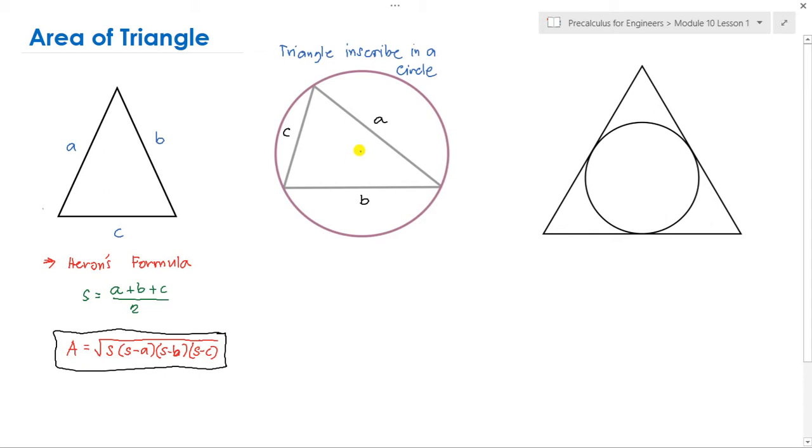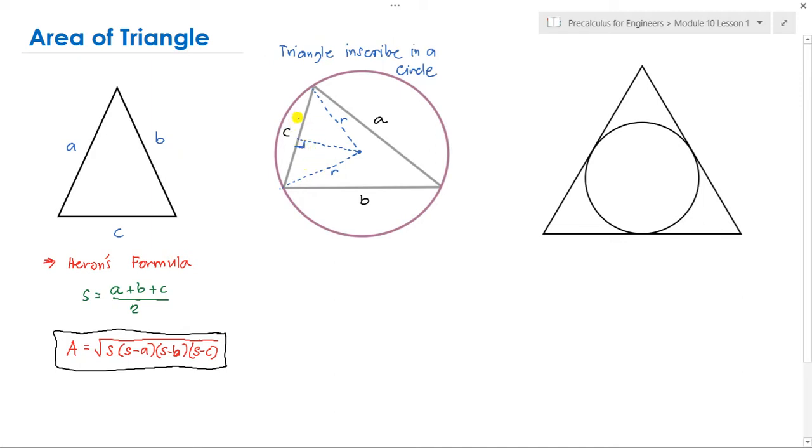Assuming that this is the center, we have here some radius. The radius from the center to the first vertex is R, right? And from the center to another vertex, this is still R. Now, if I project a line from here to here, this line is perpendicular to the side C. So I have created a right triangle.